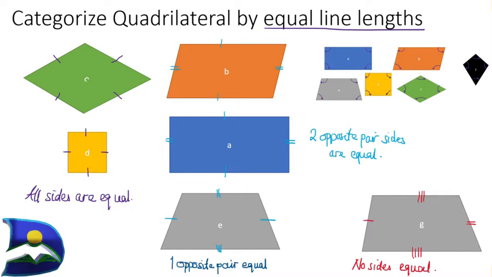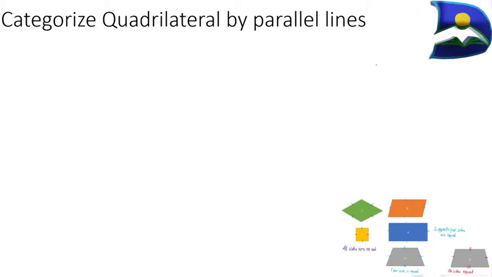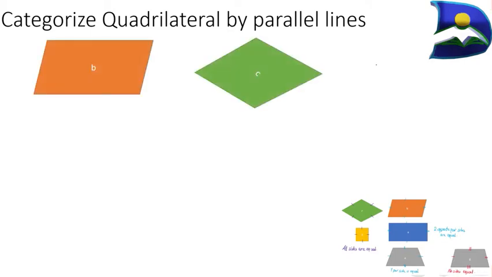Now the next one is categorizing quadrilaterals by parallel lines. What do we mean by parallel lines with respect to these particular shapes right here? We're going to pick the orange and the green shape, and first explore what it means for the lines to be parallel to each other.